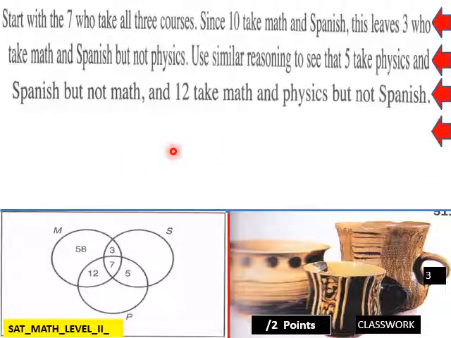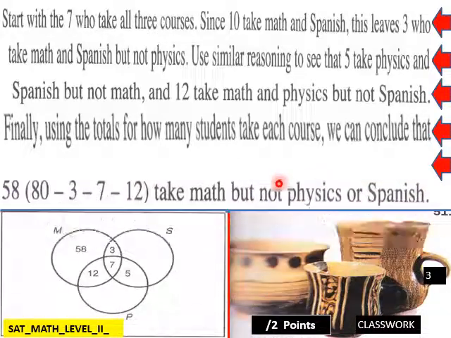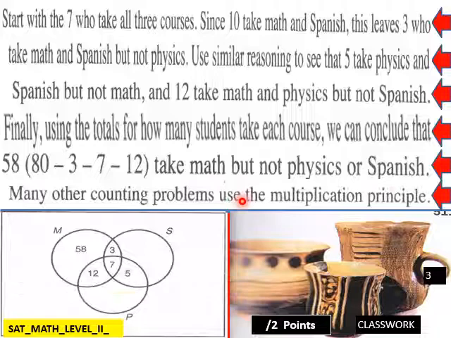Finally, using the totals for how many students take each course, we can conclude that 80 minus 3 minus 7 minus 12 gives us our 58 who take math but not physics or Spanish. Many other counting problems use the multiplication principle.